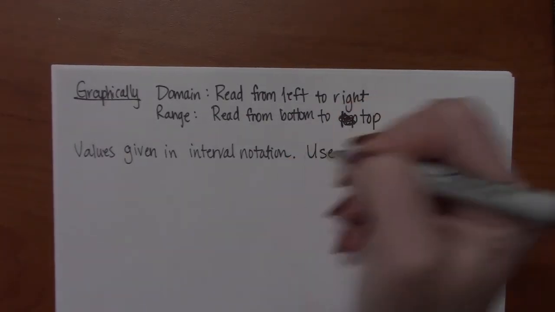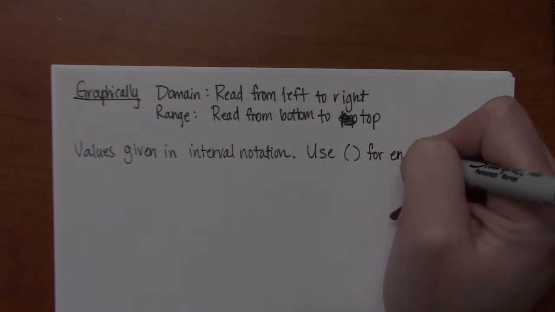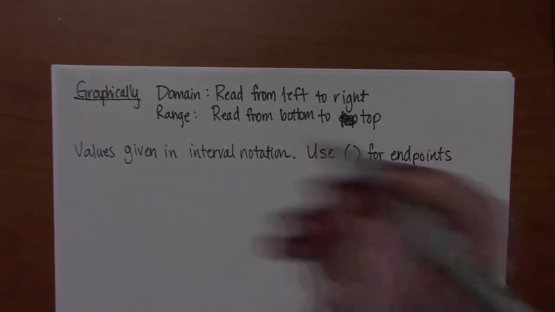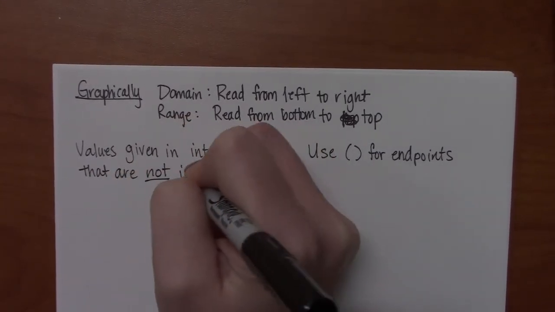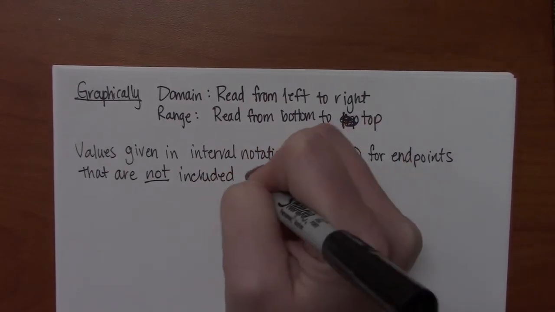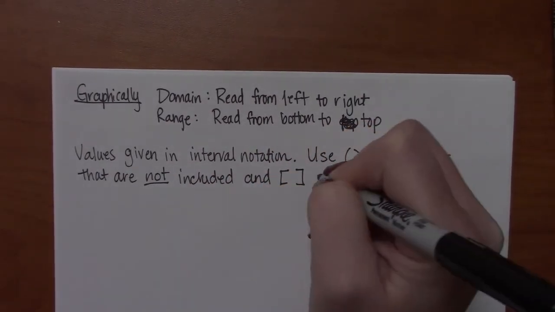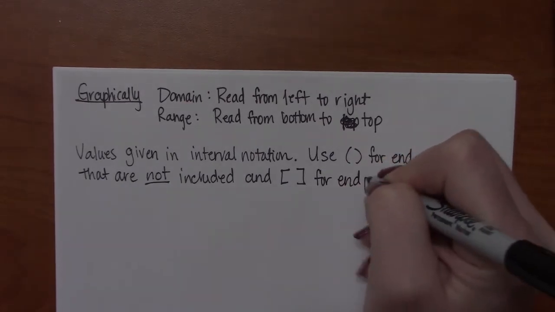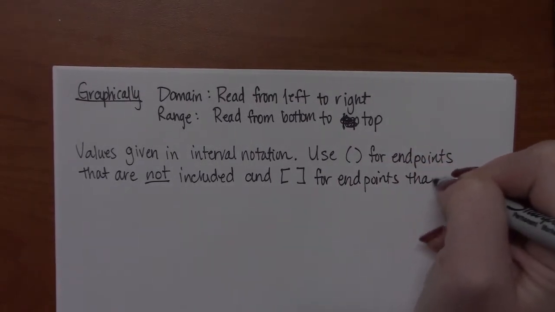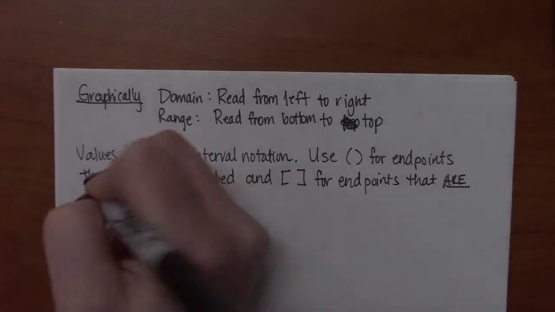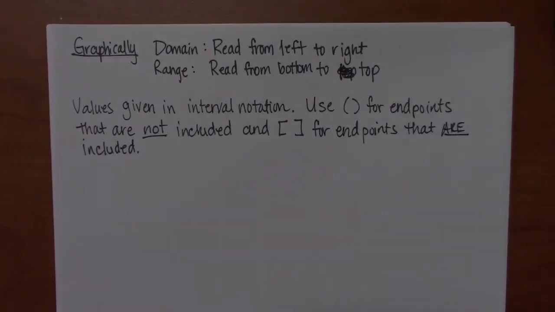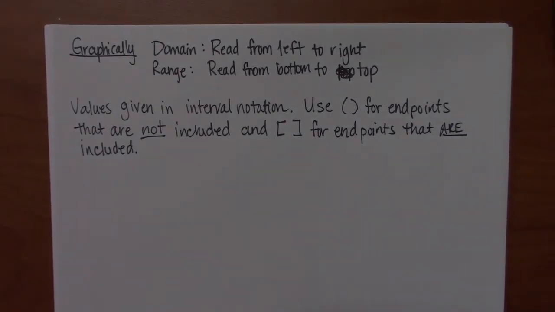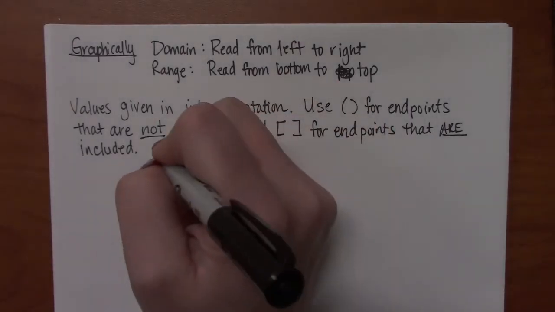So we use parentheses for endpoints that are not included, and we use square brackets for endpoints that are included. And we're going to do a couple of examples, and you'll see that we can use combinations of square brackets and parentheses, okay?